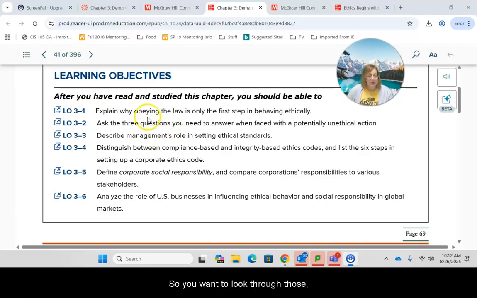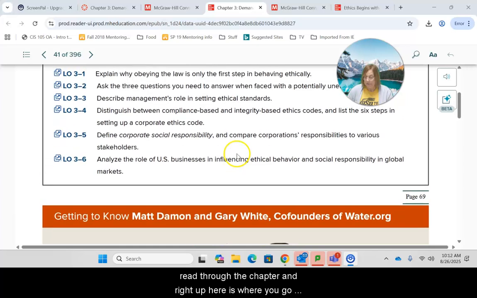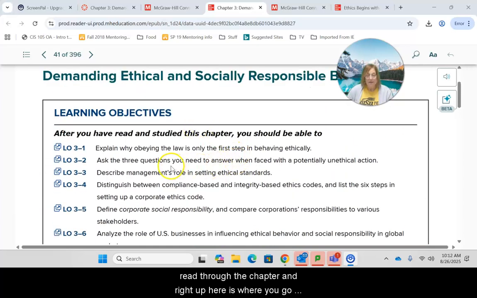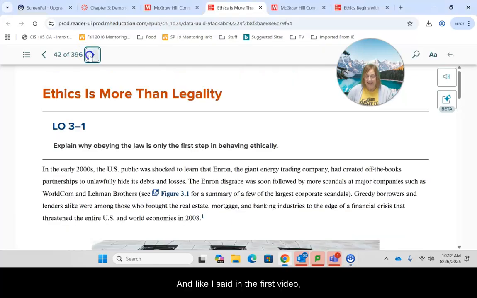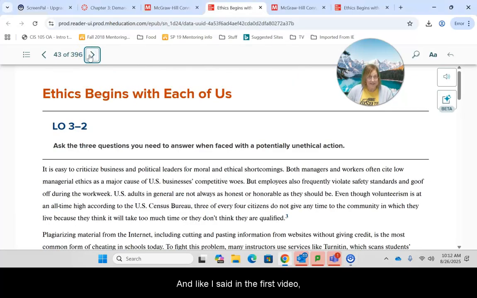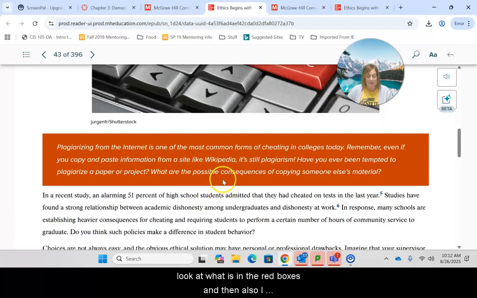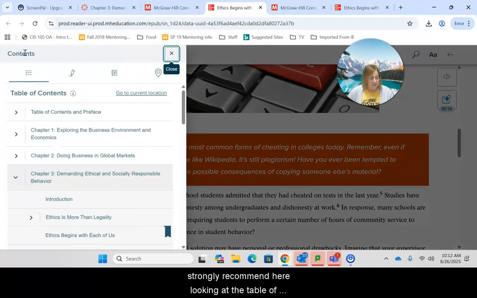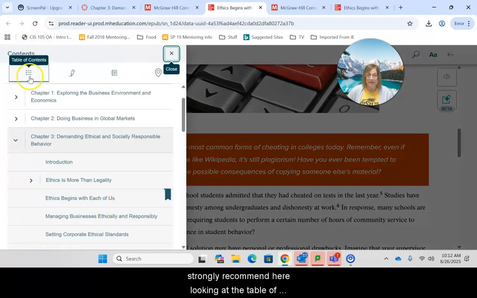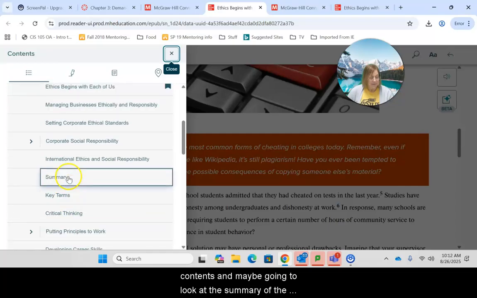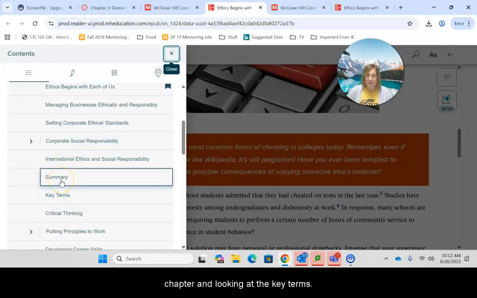So you want to look through those, read through the chapter, and right up here is where you go from page to page. And like I said in the first video, you want to look through the pages, read through the pages, look at the pictures, look at what is in the red boxes. And then I strongly recommend looking at the table of contents and maybe going to look at the summary of the chapter and looking at the key terms.